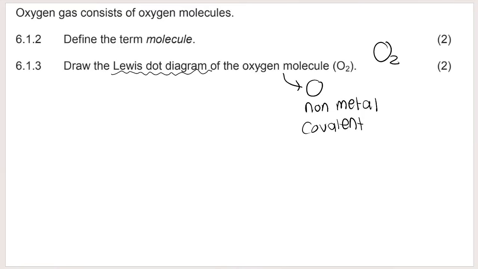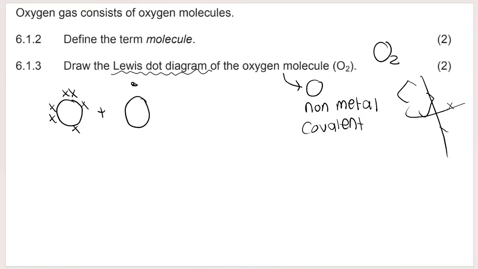So we won't see brackets, we won't see charges in our Lewis dot diagrams. We won't see these things. Absolutely not. So how we do it is we know that oxygen has 6 valence electrons: 1, 2, 3, 4, 5, 6. Plus the other oxygen also has 6: 1, 2, 3, 4, 5, 6.